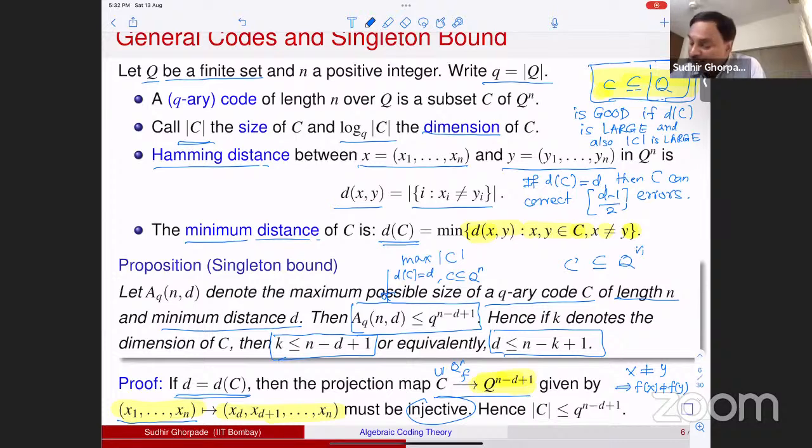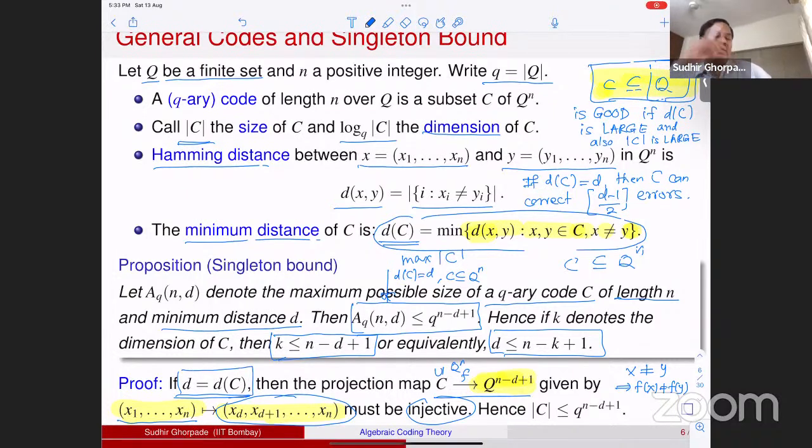Okay, so now maybe you can tell me why this map is injective. Suppose x is not equal to y, and it were the case that f(x) is equal to f(y). What is f(x)? f(x) is going to be this thing, xd to xn. So f(y) will be yd to yn. So I have two code words x and y, x not equal to y, where xd to xn and yd to yn are equal, which means x and y differ only in the first d minus 1 coordinates, which means the Hamming distance between them is at most d minus 1. But d was the minimum distance, remember? d was the minimum distance. It's the minimum of distances between any two distinct points.